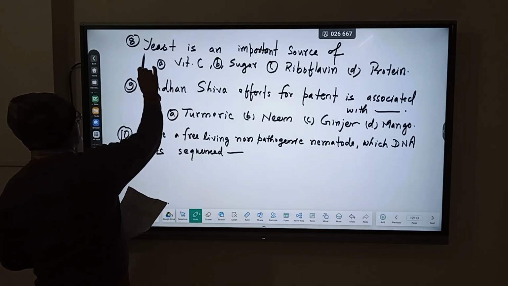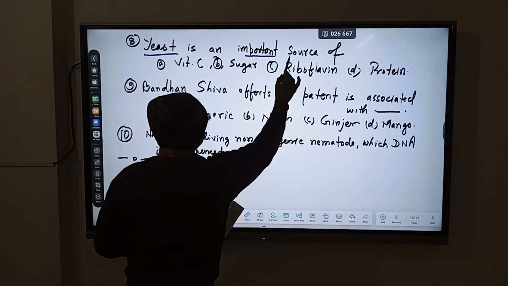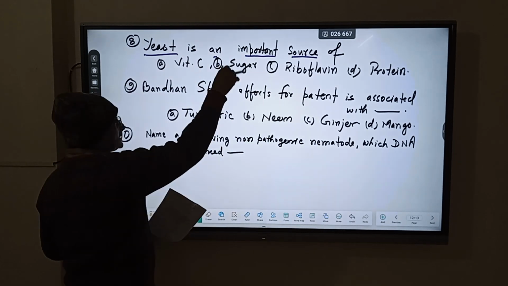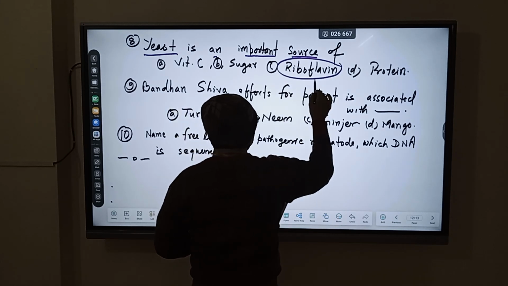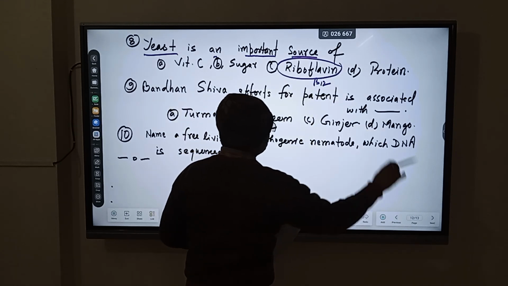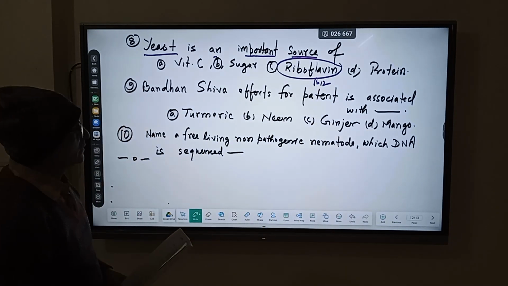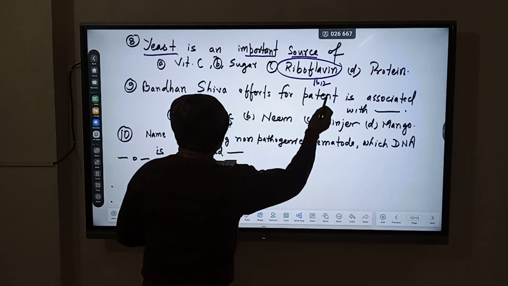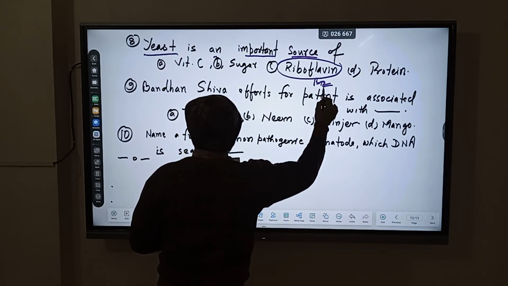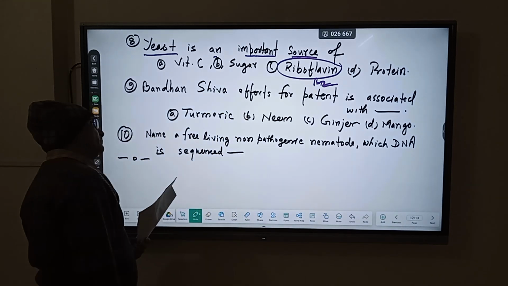8th question. Yeast is an important source of what? Yeast is an important source of riboflavin, B12. Riboflavin is a B-type vitamin, B2. B12 is cyanocobalamin, so B complex.